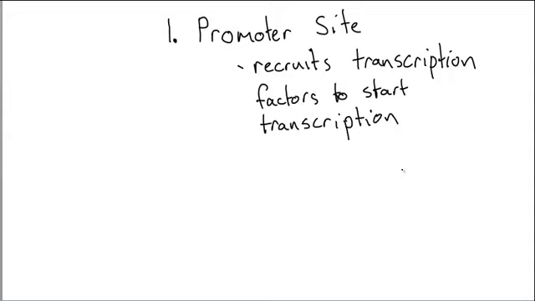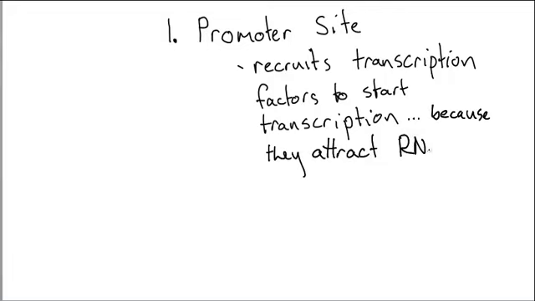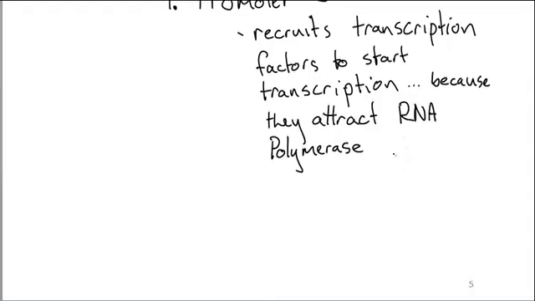Before the party can actually happen, though, one very important player has to come. So, to start transcription, they attract, we could think of it as like the best DJ. They attract what's known as the enzyme RNA polymerase. Without RNA polymerase, transcription will never happen. So first you need to get your transcription factors to recruit people, in particular RNA polymerase.